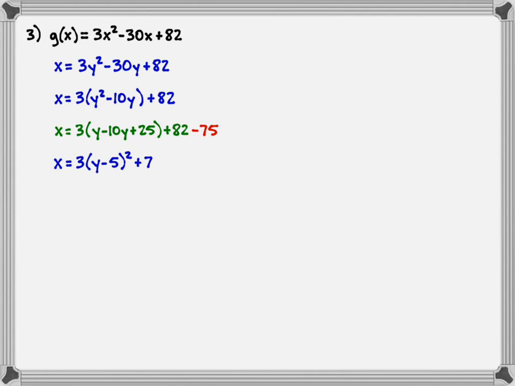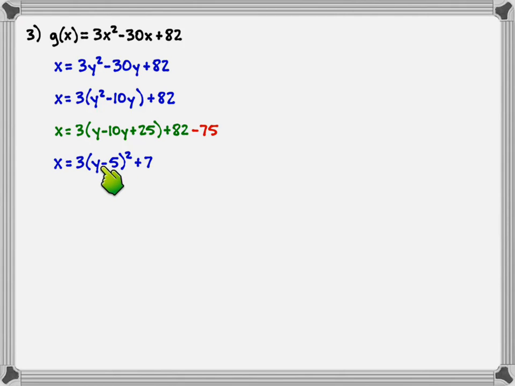Now, before we go any further, we should expand this out, multiply the 3 out, add the 7, and when we do that, we would get what we originally started with, 3y squared minus 30y plus 82. Now, from here, we need to isolate y. So the first thing we need to get rid of is the things outside the parentheses. Well, think of your order of operations, but going backwards.